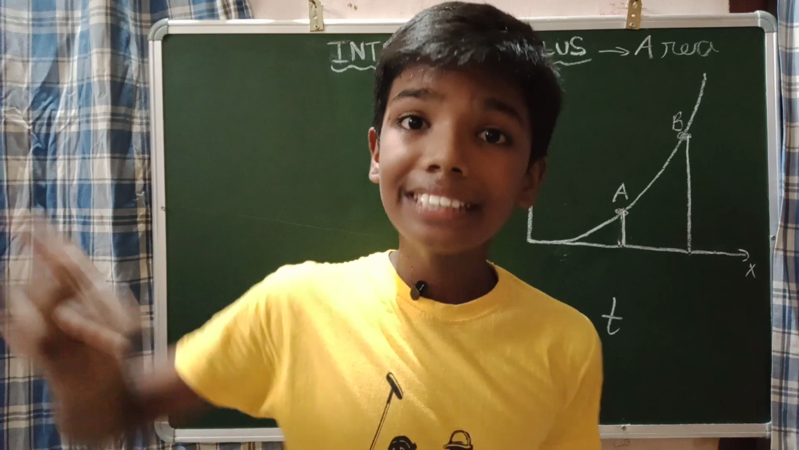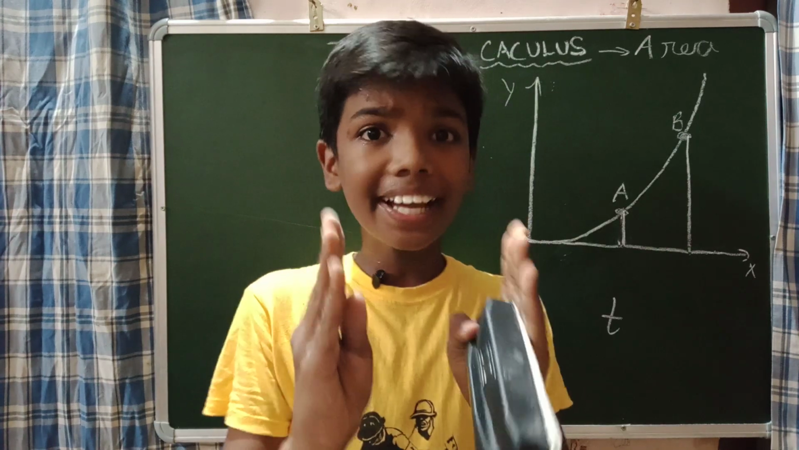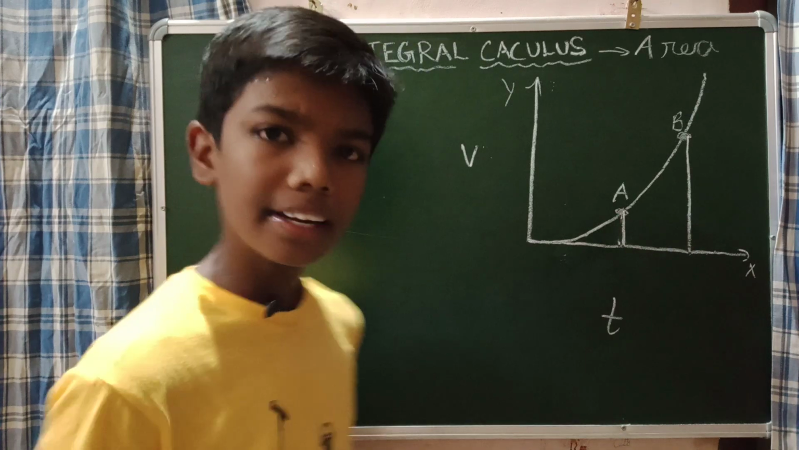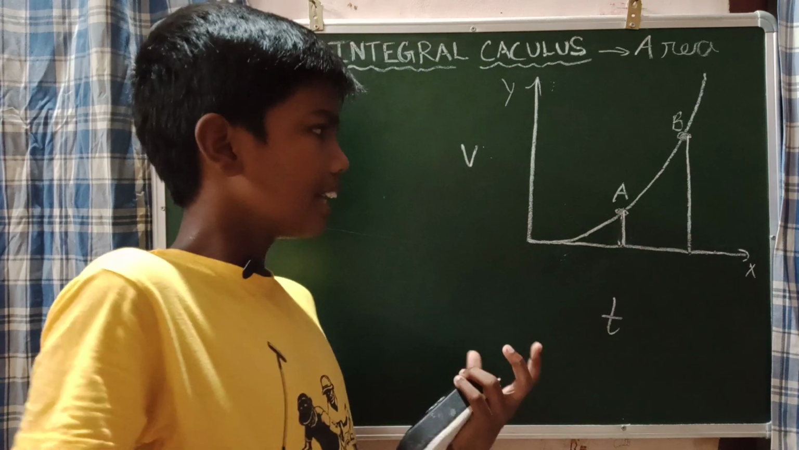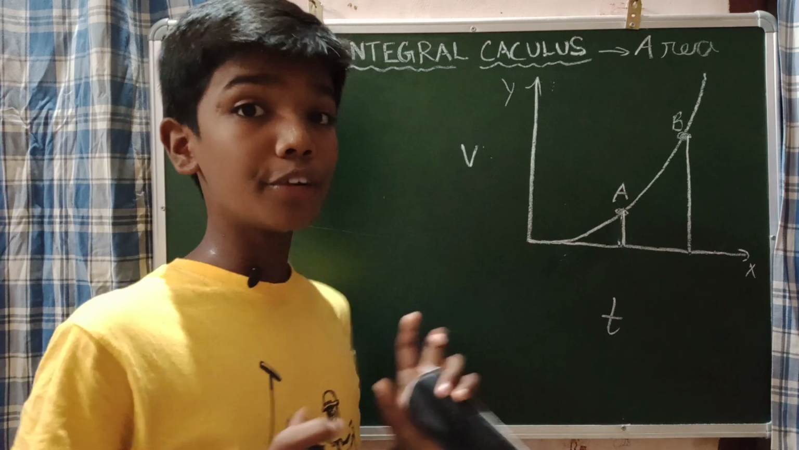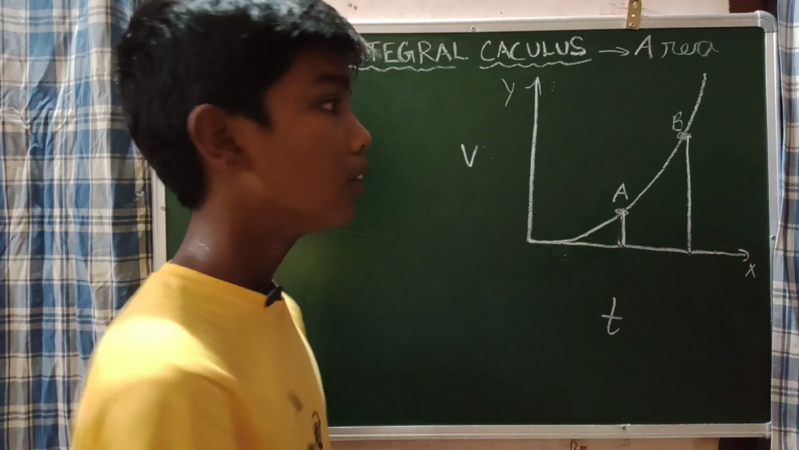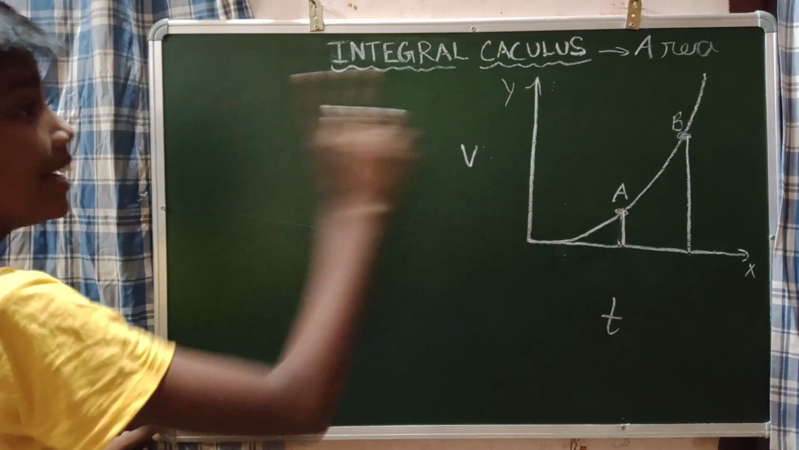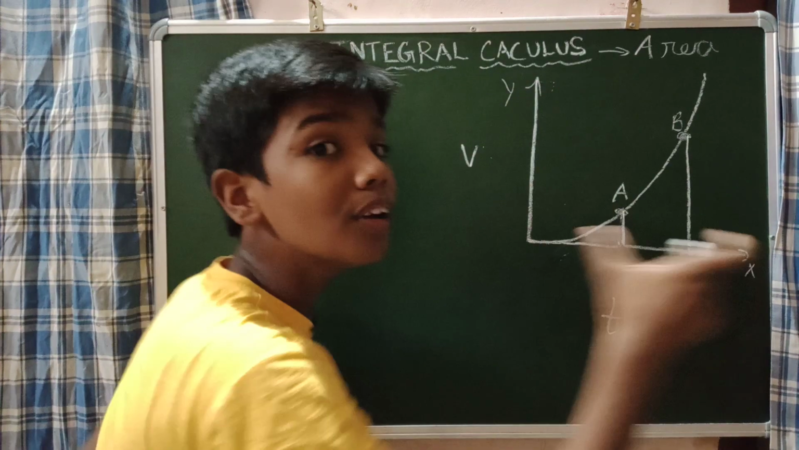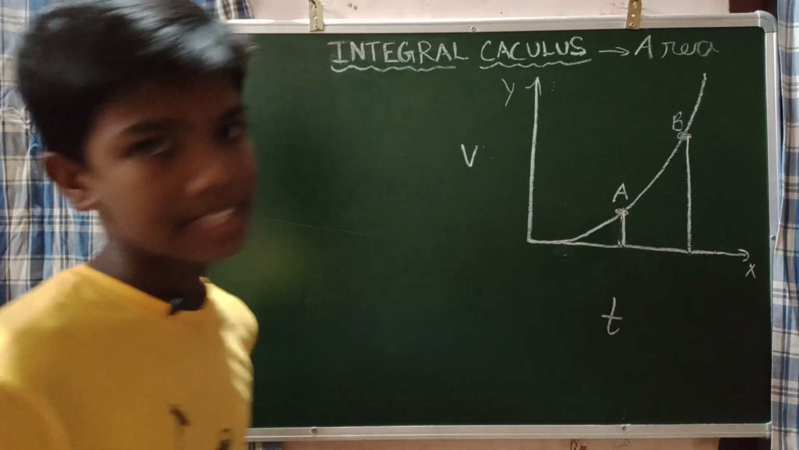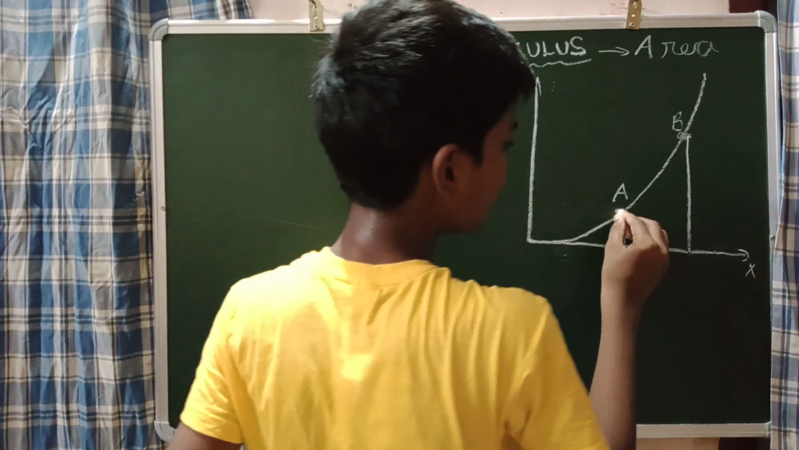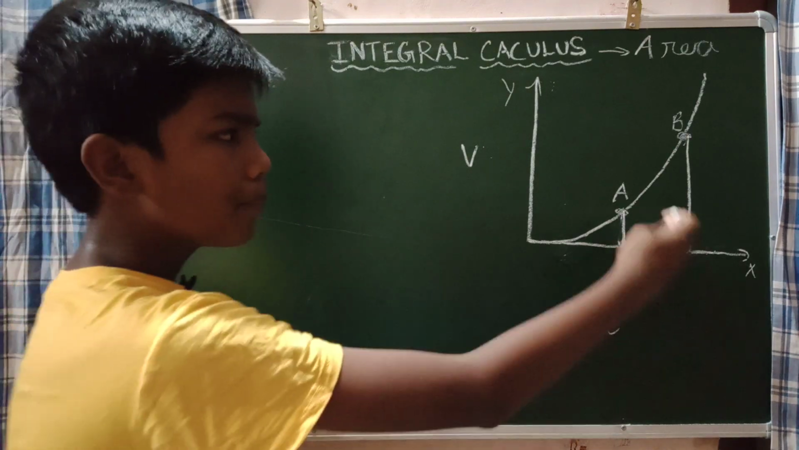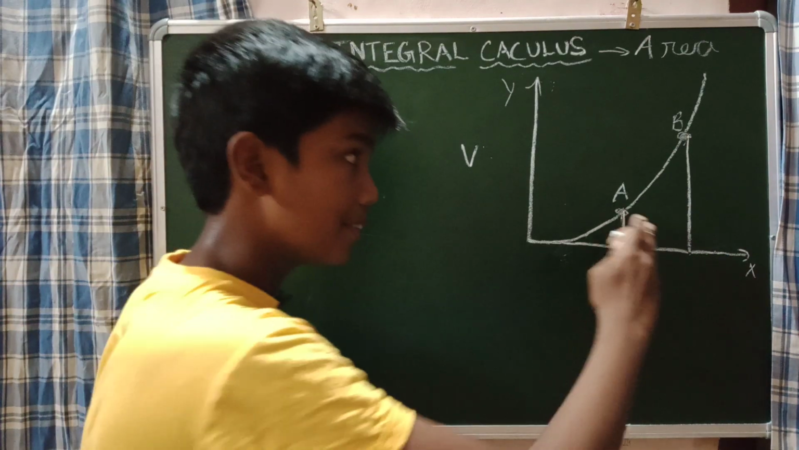But in the first case, the shape looks like a rectangle. Rectangle means it is a regular shape. But this shape looks like an irregular shape. That means it's not a type of shape we can name. That's only called an irregular shape. So what we can say is, integral calculus means finding the area of an irregular shape. That is a very important thing. Now as I told, between points A and B we need to find the area. Here you can't easily find it, because it is an irregular shape.